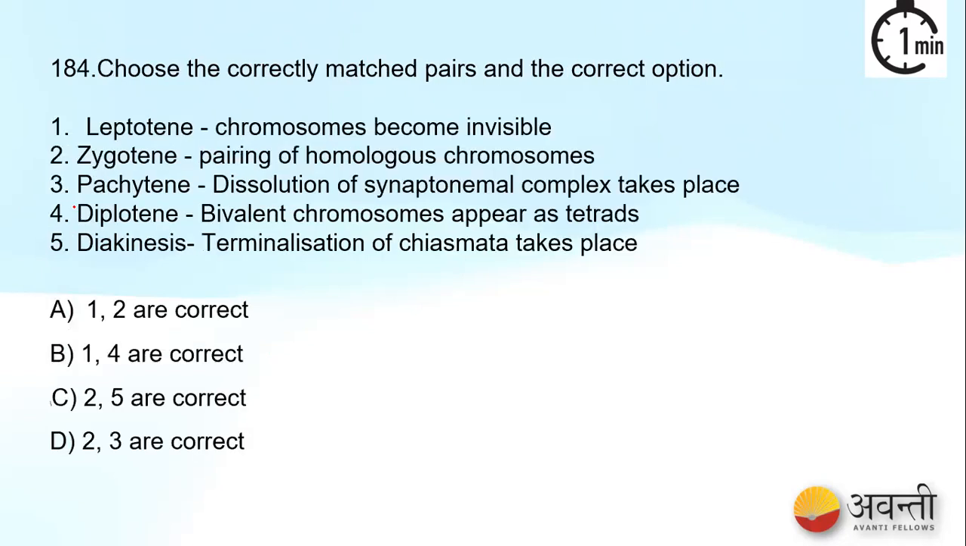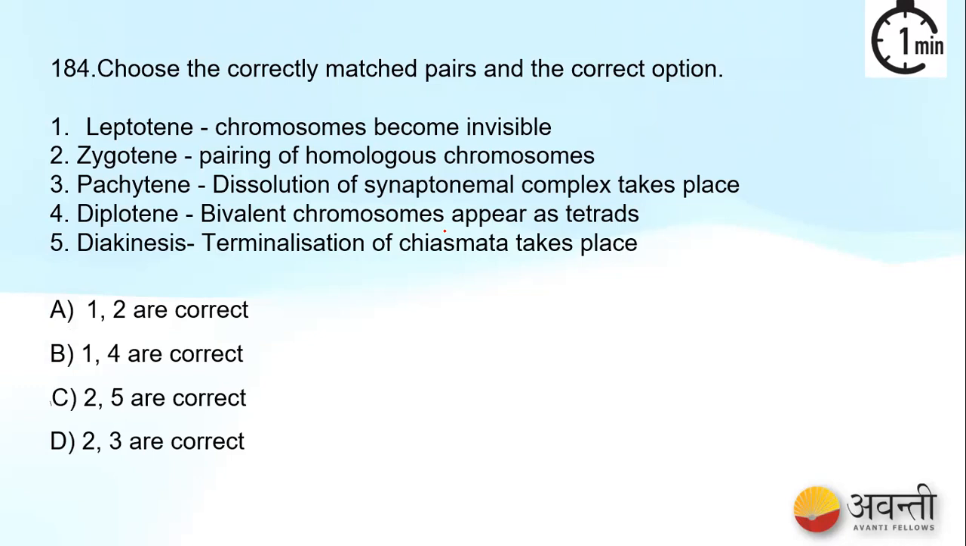So here we have question 184. We have to choose the correctly matched pairs and the correct option. The first option: leptotene, chromosomes become invisible. Zygotene, pairing of homologous chromosomes takes place. Pachytene, dissolution of synaptonemal complex takes place. Diplotene, bivalent chromosomes appear as tetrads. Diakinesis, terminalization of chiasmata takes place. So we have options: 1 and 2 are correct, 1 and 4 are correct, 2 and 5 are correct, 2 and 3 are correct. This is actually an easy option, students.